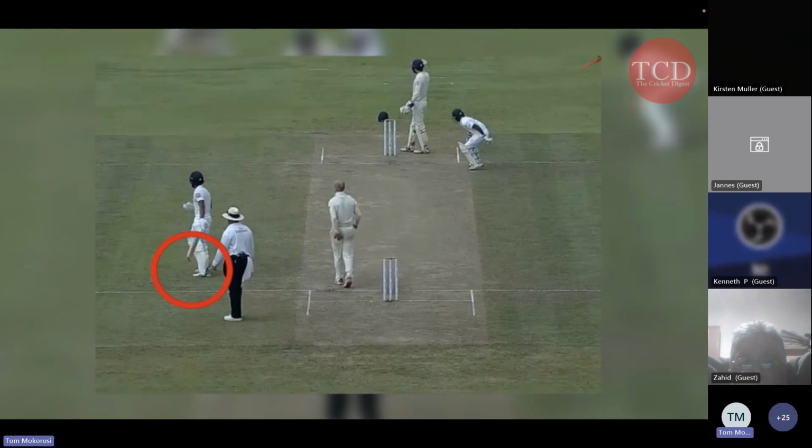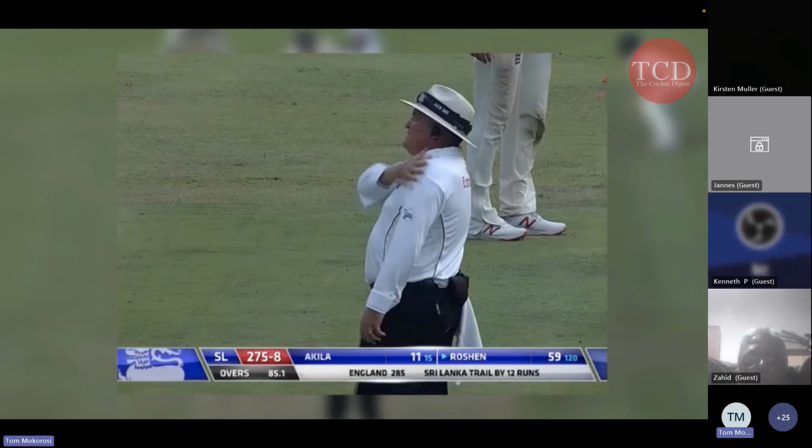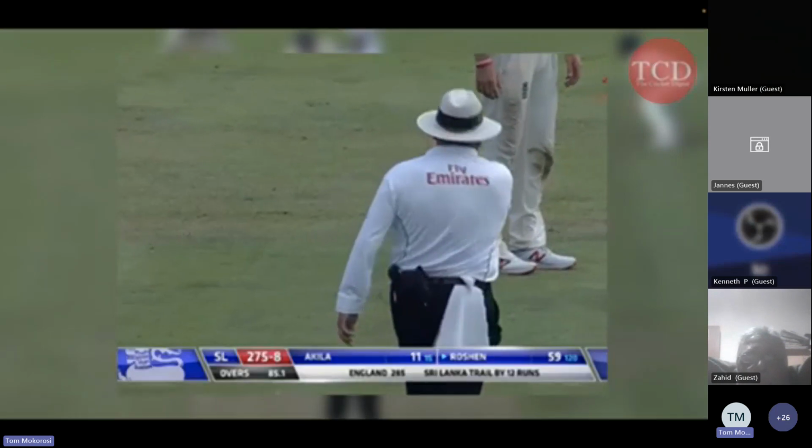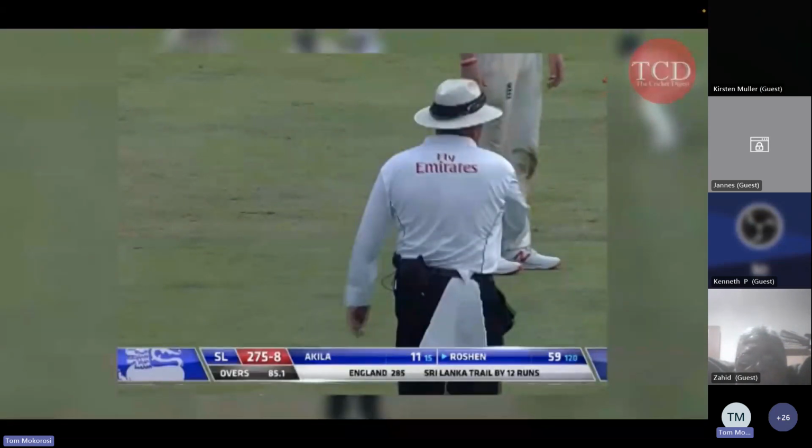If he had at least tried to ground the bat, then most likely the umpire would not have considered this as a deliberate short run. 5-run penalty for this feels a bit harsh, isn't it? Now let's see why exactly this law exists.